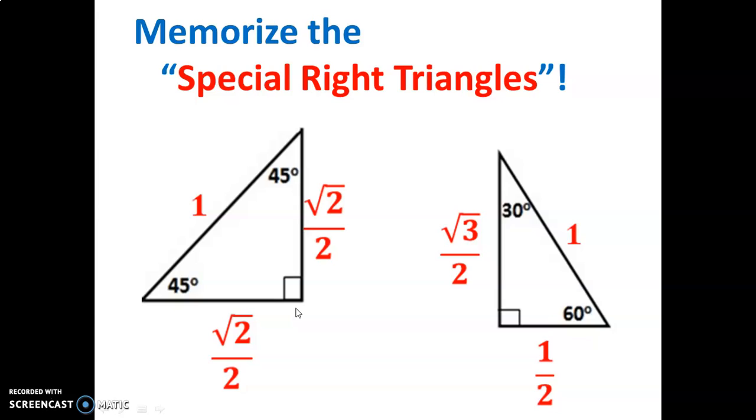So memorize them. Take a moment now, pause, and draw them. If you haven't written anything in your notebook yet, draw these. You must remember these always. So we have our two special right triangles.